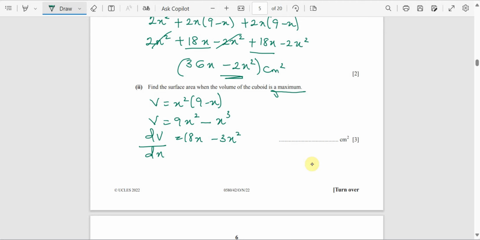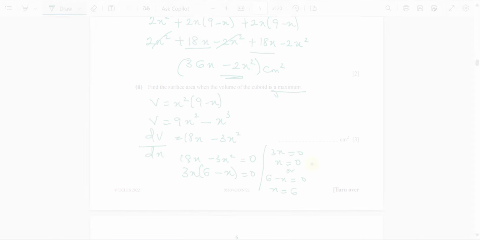Now, for this to be maximum or minimum, we have to equate it to 0. So this is 18x minus 3x squared equals 0. So we solve. Something is common here. 3x is common, and we are left with 6 minus x equals 0. So 3x equals 0, and that makes x equals 0, or we have 6 minus x equals 0, and that makes x equals 6.